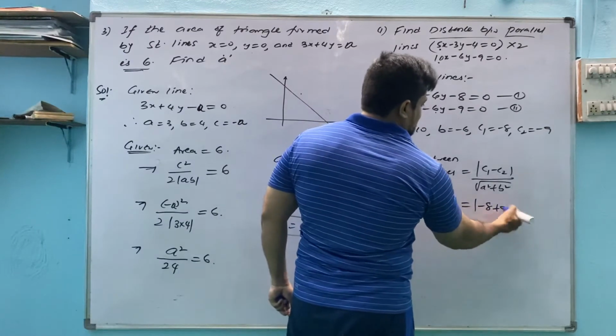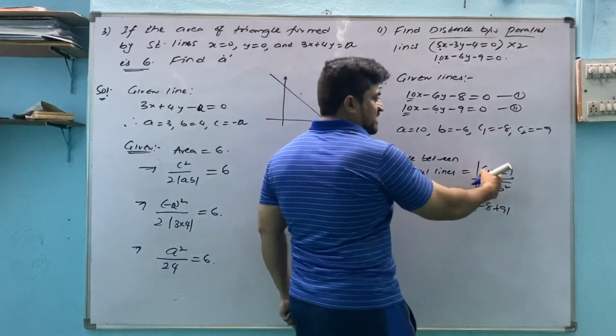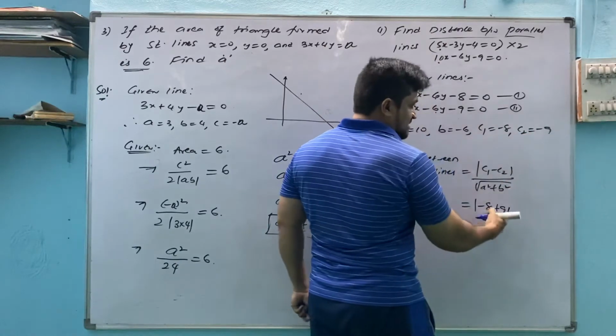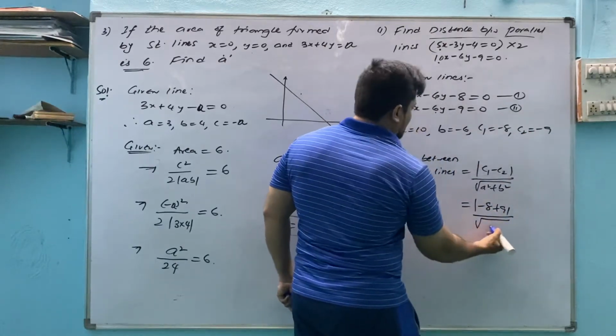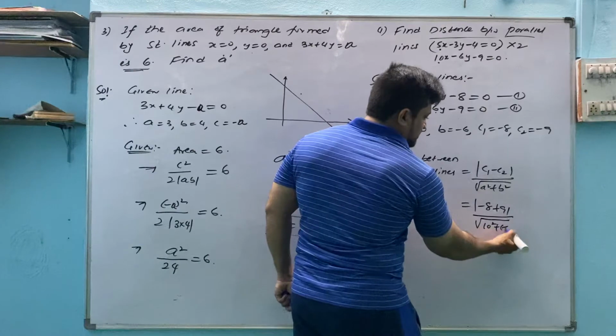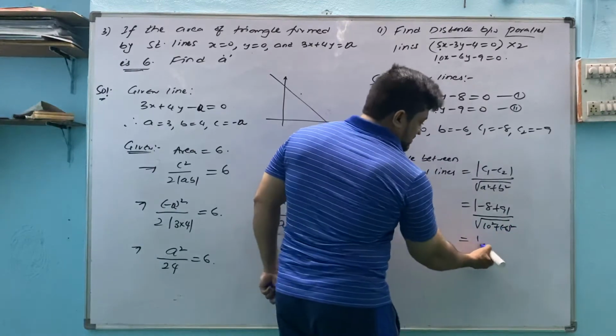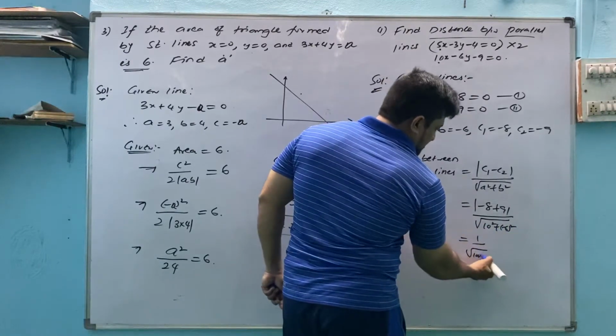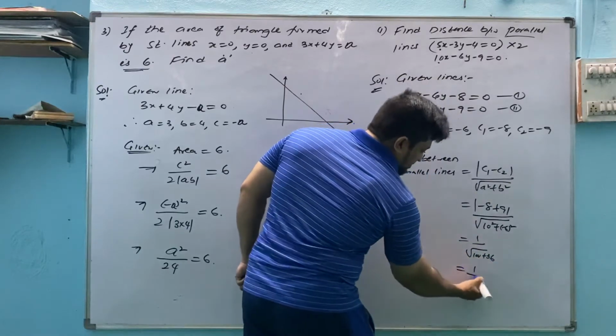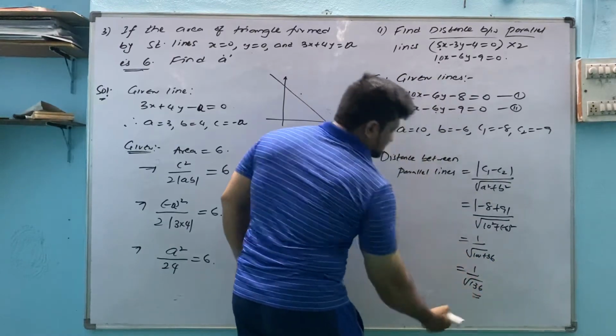C1 minus C2. C1 is minus 8. Minus C2 means minus of minus 9, which is plus 9. Divided by root over a square plus b square, with b square in brackets. So this is 1 by root of 100 plus 36, which is 1 by root 136.